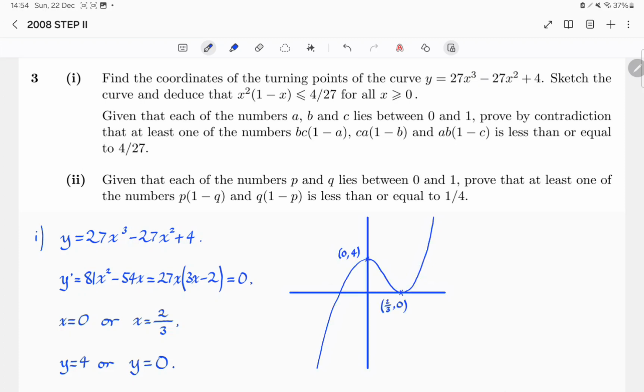We can now sketch our graph on the right, and we should know by now that this is the shape of a general increasing cubic. The turning points will of course be 0, 4, and 2 over 3, 0, as shown.